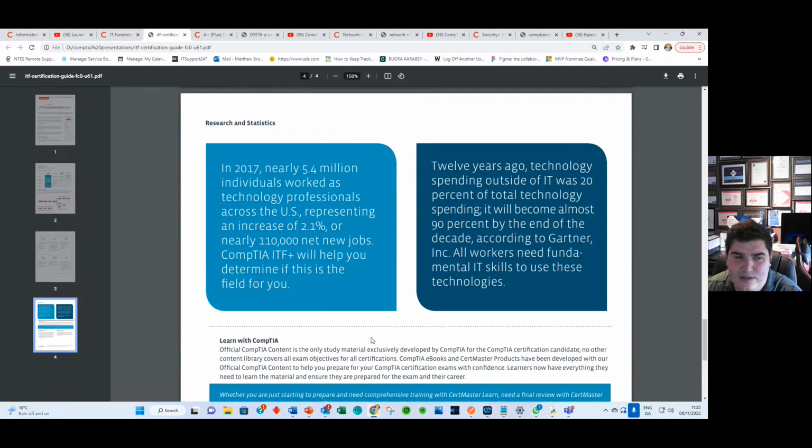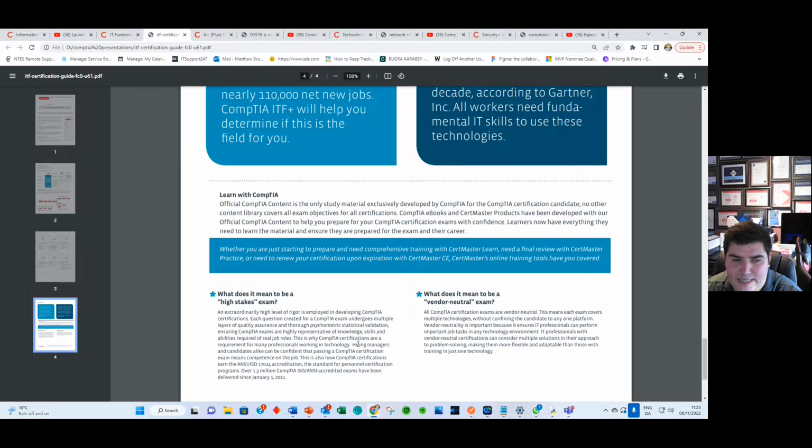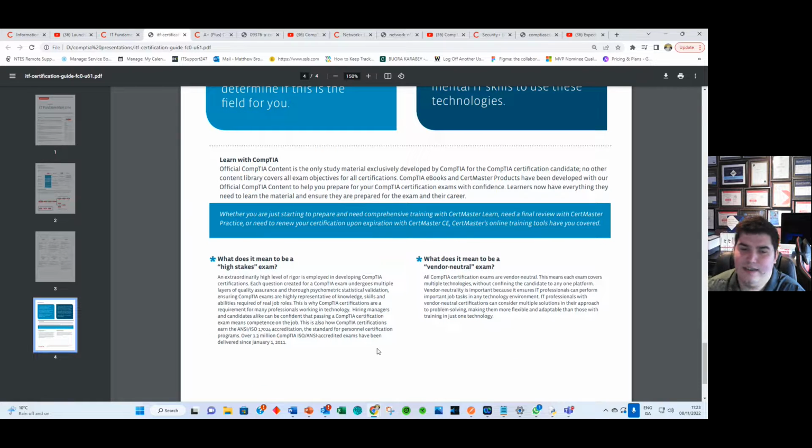CompTIA, what they've done is there's over 5.4 million individuals that work in the technology sector across the US alone. So a lot of new jobs will require people to have your IT fundamentals. Is it a high stakes exam? ITF Plus is a good starting point for doing your certification in IT. For me personally, it wasn't a high stakes exam. It was just a revision of your basics in computing and how you understand that.